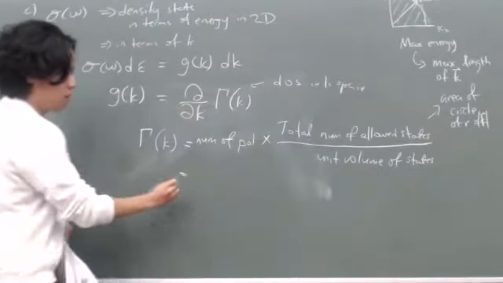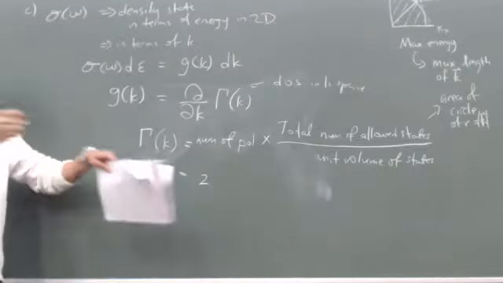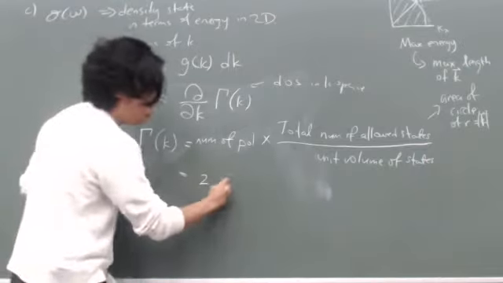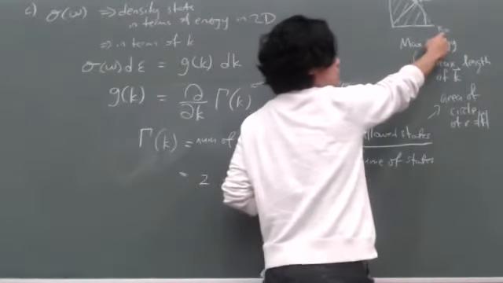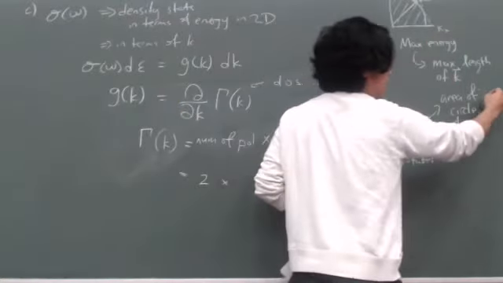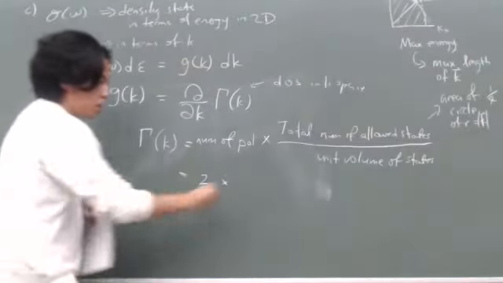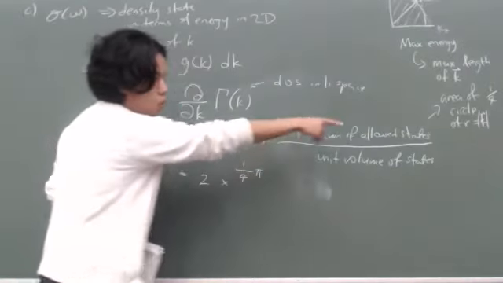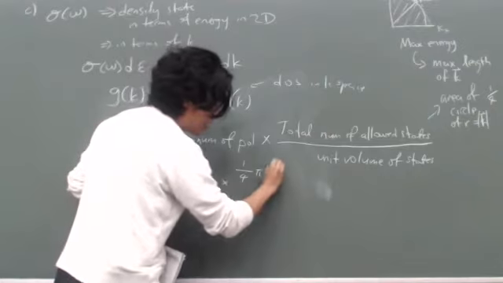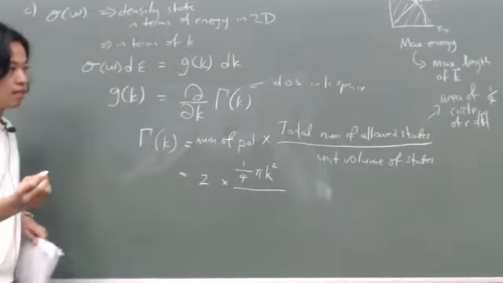Since it's a harmonic oscillator, you have 2 degrees of polarization, or 2 degrees of freedom, and your total number of allowed states is the area of a circle. But since only positive K's are allowed, this is actually the area of a quarter circle. You only get the positive quadrant. So you get 1/4 of pi r squared, but r is your K maximum, so I'm just going to call it pi K squared. And then divide by the unit volume of the states.